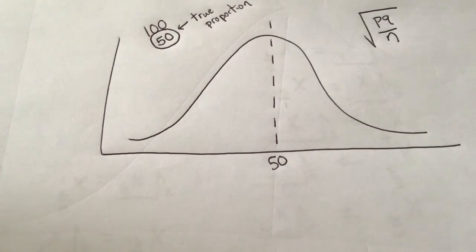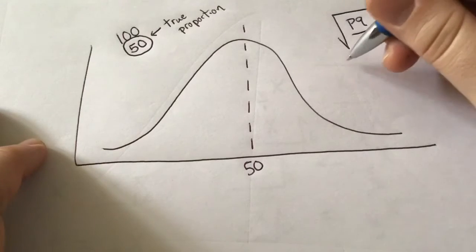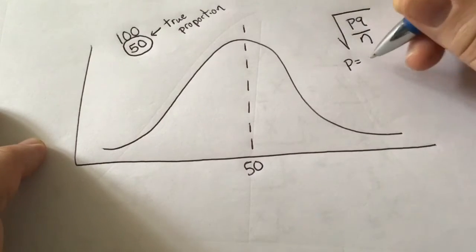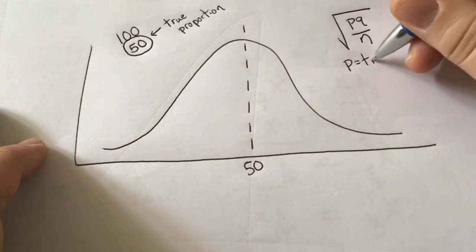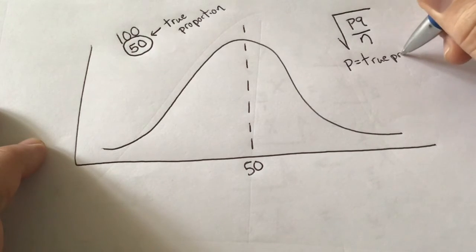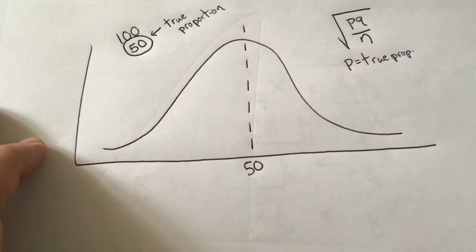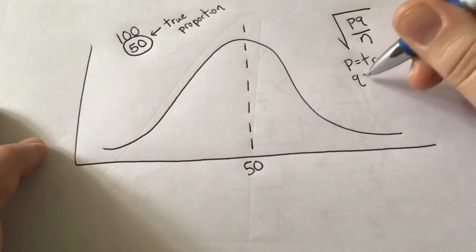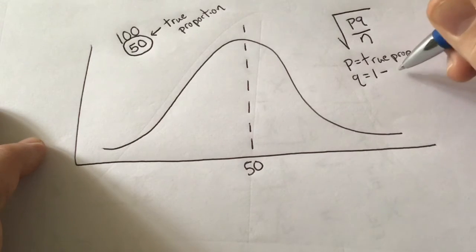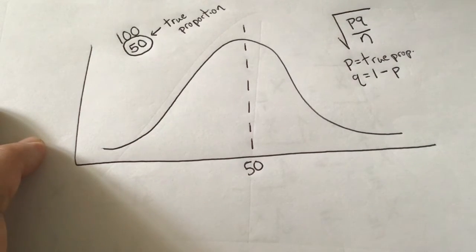Now, I know that looks kind of weird, and it's a whole bunch of variables that we're not 100% sure what means. But here's what we're going to do. P is equal to the true proportion. Q is equal to 1 minus the true proportion, or 1 minus P.